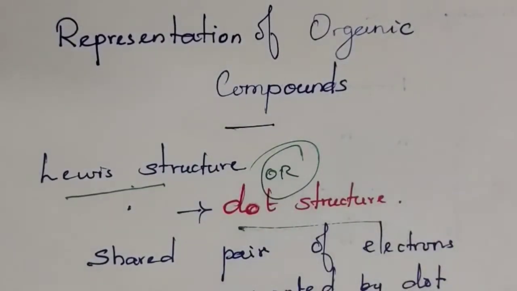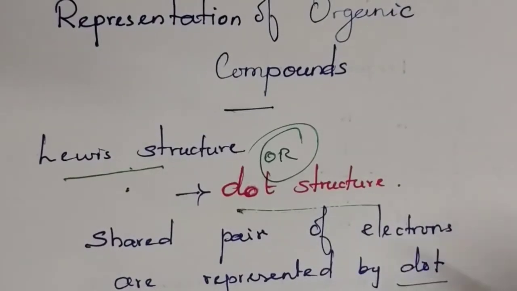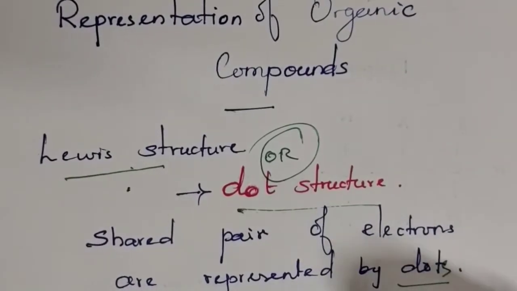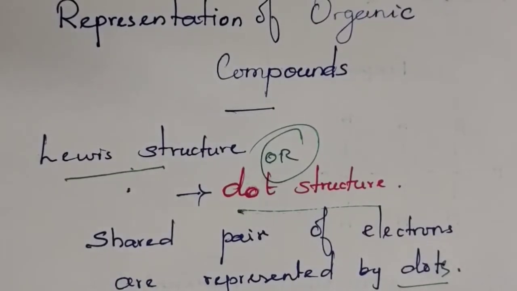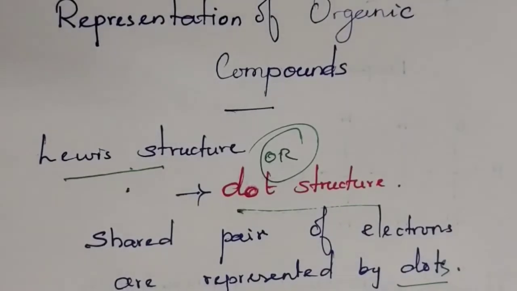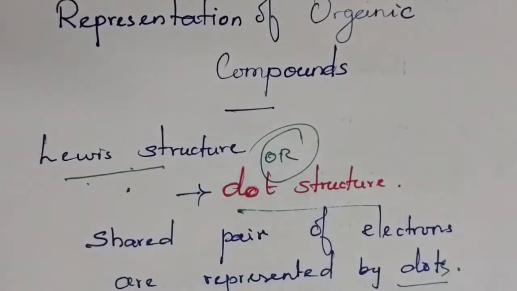In the dot structure, the shared pairs of electrons are represented by dots. This is a very important thing. We studied that organic compounds are covalent compounds of carbon. The covalent bond, that is, the shared pair of electrons, is represented by dots. That is why that structure is called a dot structure, or otherwise a Lewis structure.